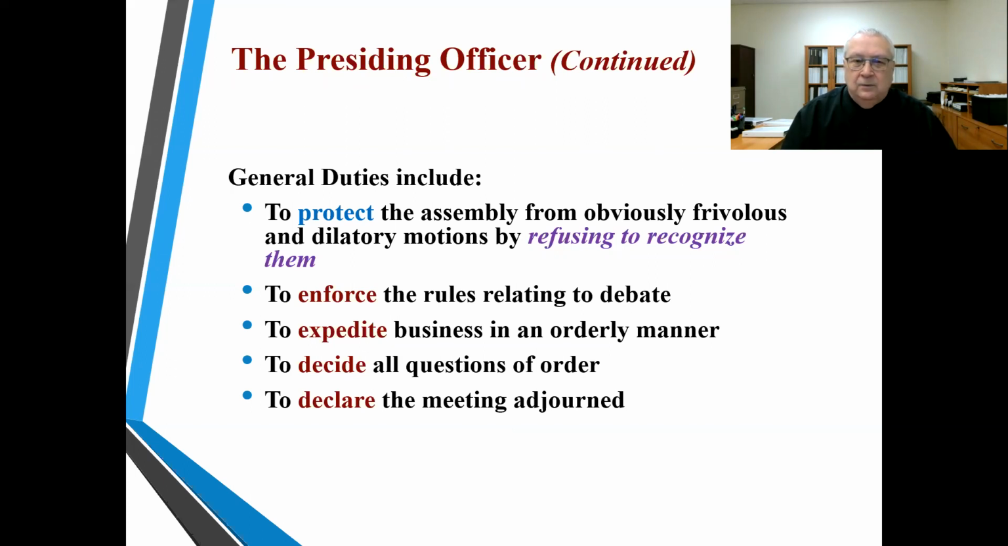So we want to enforce rules that are related to debate if they've been developed by the organization. Some organizations will, over time, pass resolutions that in the future, whenever we have a motion, that debate is limited to 10 minutes. That's not an unreasonable thing. If it's a lengthy motion, you've got to write everything down in advance. When you make the motion, you have an assistant pass it to the recording secretary or to the chair. The presiding officer wants to expedite business.